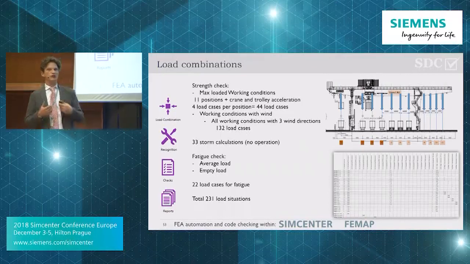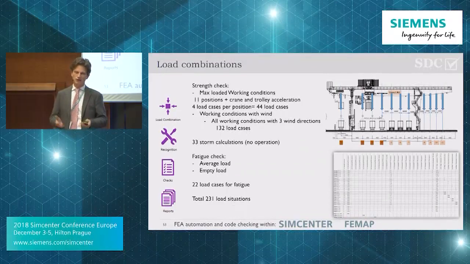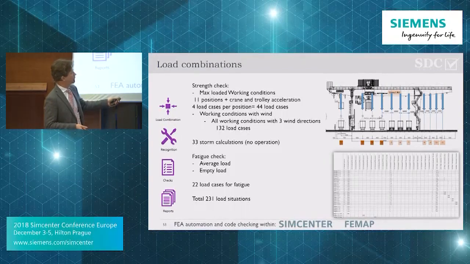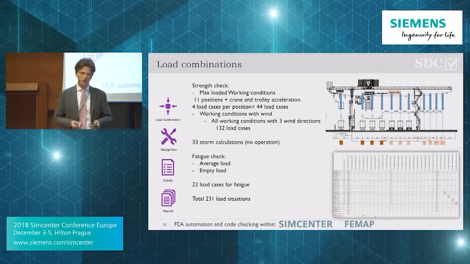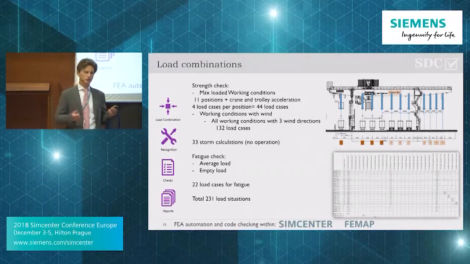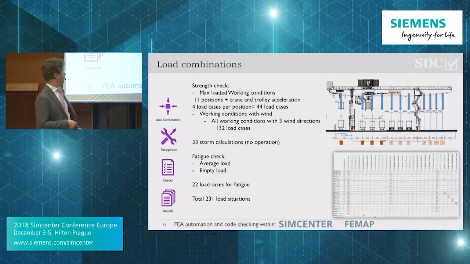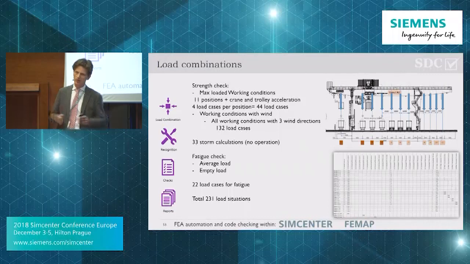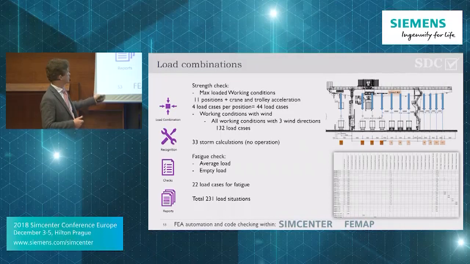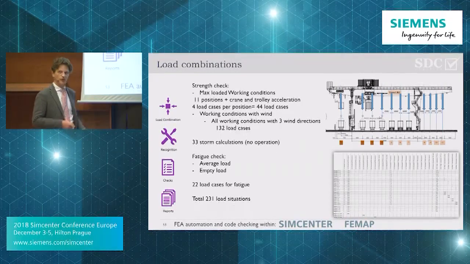Then the standards require you to check the same working conditions, but then with wind. And wind is of course, you need front wind, from the left and from the right, so that is 3 times again. So 3 times 44 load cases need to be added only for operational conditions with wind. Then we have storm calculations. We need to check that as well. Of course, then the crane is out of operation, but you need to have your trolley. You don't know where they can leave it, so everywhere. So we have an extra 33 calculations on storms.